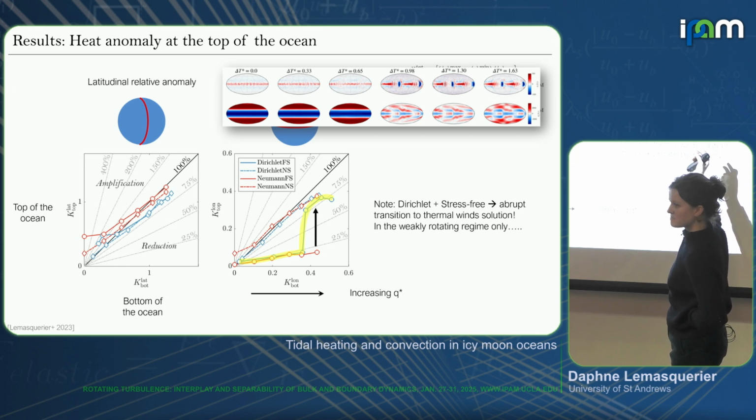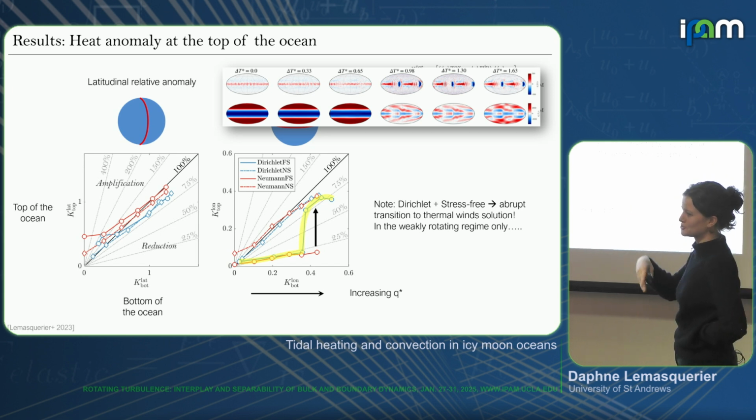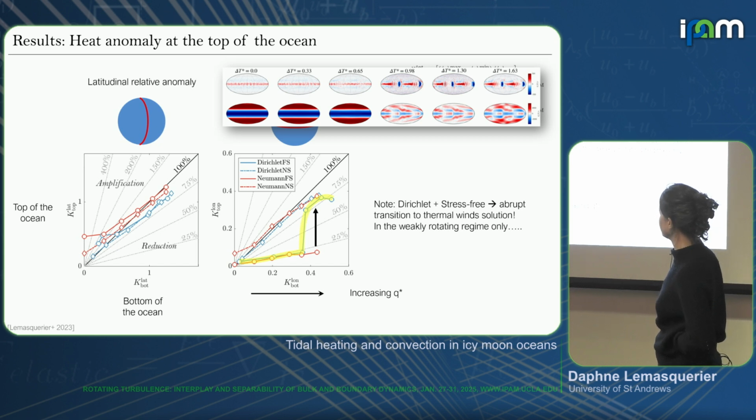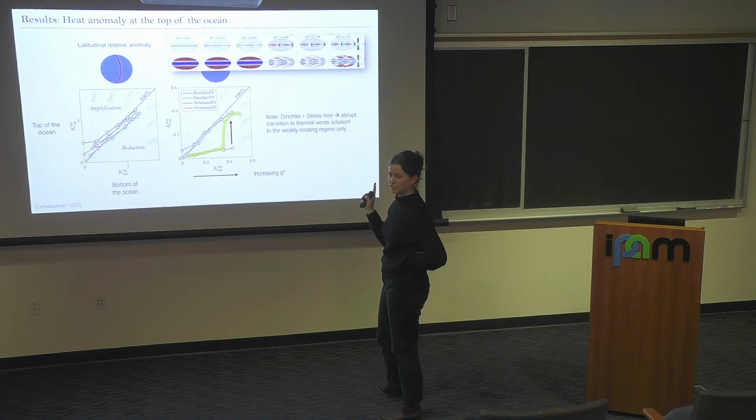Is it hysteretic? I haven't checked. Okay. Because then we switch to Neumann, and it doesn't happen when you impose the heat flux. So it's really surprising. I haven't investigated that in detail, but you can really see the zonal winds completely disappear, and you switch to that type of circulation. So that's something that could be interesting to look at from a more fundamental perspective. This only happens in the weakly rotating regime. It doesn't happen in the rapidly rotating regime.